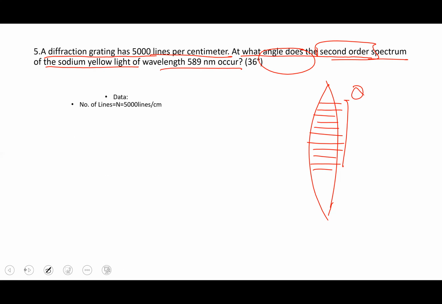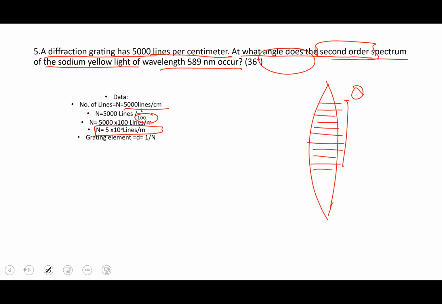So let us look at the data. The number of lines is 5,000 lines per centimeter. If we convert it into meters, we have to multiply by 100, so this will be written as 5,000 into 100 lines per meter, or n is equal to 5 into 10 to the power 5 lines per meter. So this is the number of lines or slits per meter.